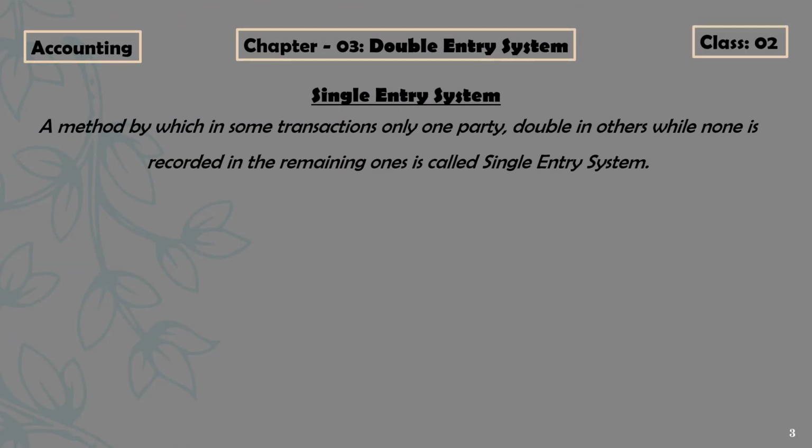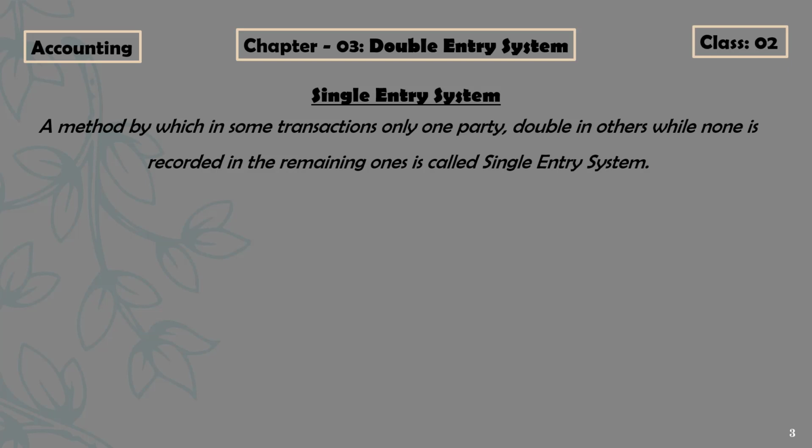So single entry system is a method by which in some transactions only one party is recorded, in others both parties, while none is recorded in the remaining ones. So single entry system is a method where we record only one party for some transactions and both parties for other transactions, and neither party for the remaining transactions. So this is a method which is totally ancient or obsolete, which is totally ancient method or procedure.